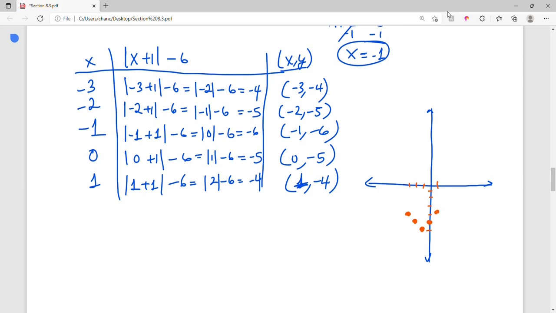So we do have that V shape again, where the vertex is when that middle term is equal to 0. So we have the vertex here, and the graph does have that nice V shape that we expect from an absolute value graph.